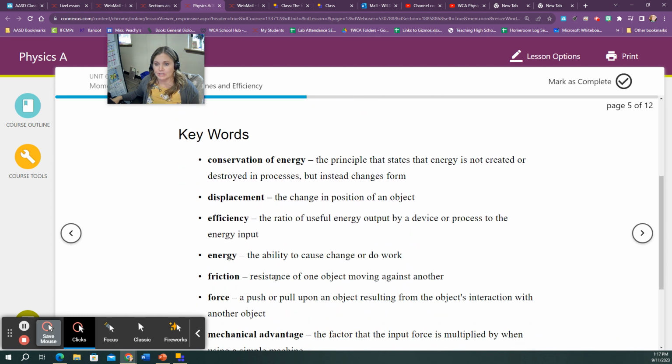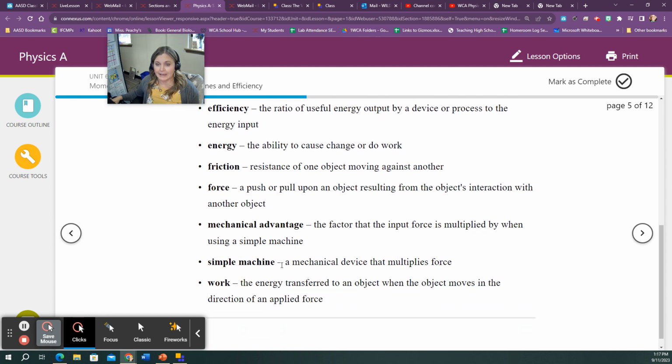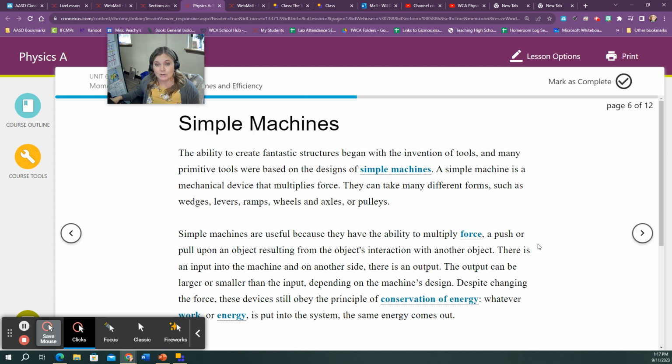And then we have another section, and our keywords here are conservation of energy, displacement, efficiency, energy, friction force, mechanical advantage, simple machine, and work. And we've learned about simple machines probably going back to like first grade. Simple machines are things that take and make work a little easier. They don't reduce the amount of work, but they oftentimes reduce the amount of force that you need to apply, or they act to multiply your force, or they act to decrease the distance. But most of the time, we talk about an increase in the amount of force that's being used.